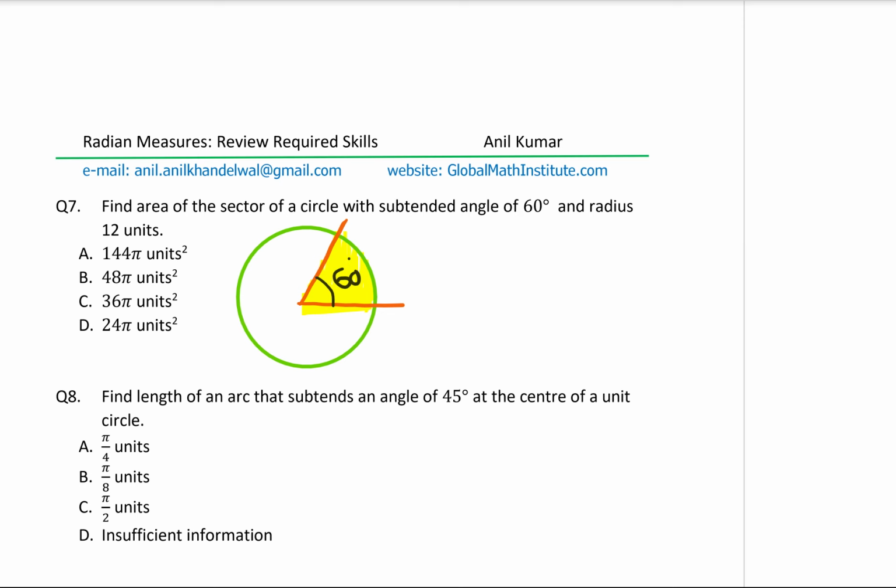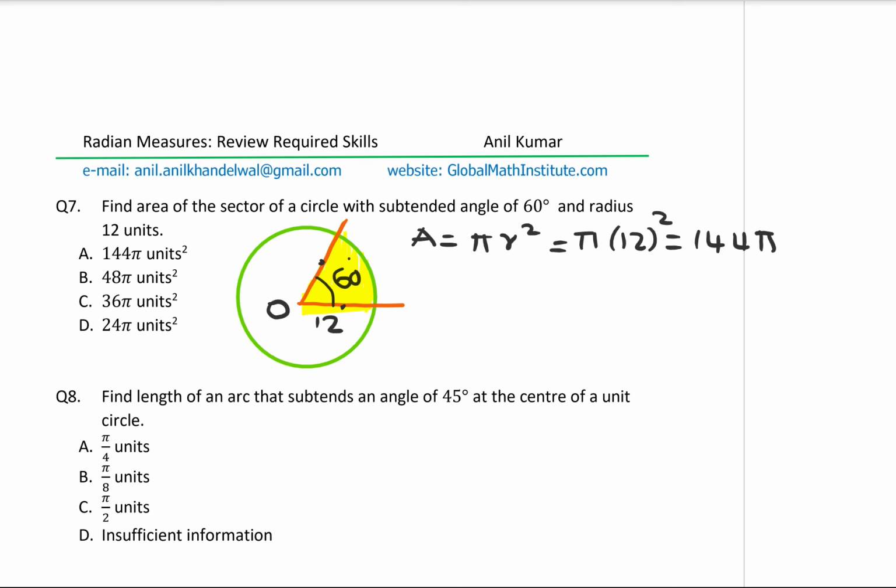It says find the area of the sector of a circle with subtended angle of 60 degrees and radius of 12 units. So the radius in this case is 12 units. Thus the center is O. We need to find area of the shaded region. So what we can do here is find area of the circle first. So area of the circle is pi r square, radius is 12, so it is pi times 12 square or 144 pi.